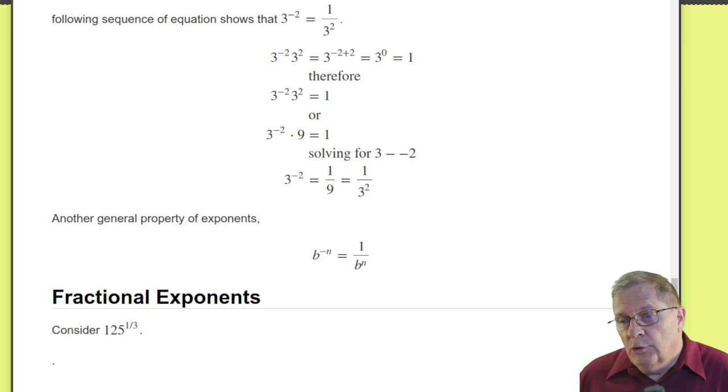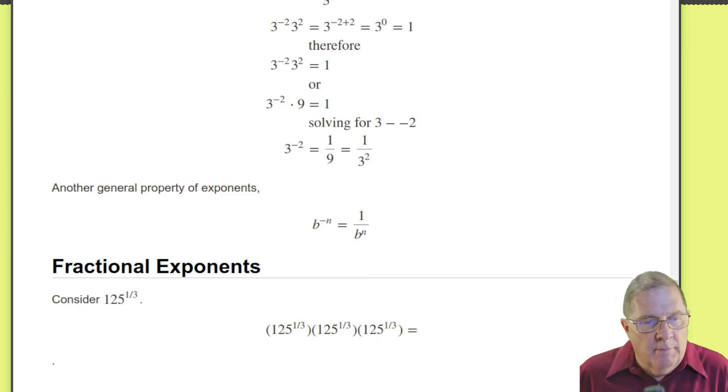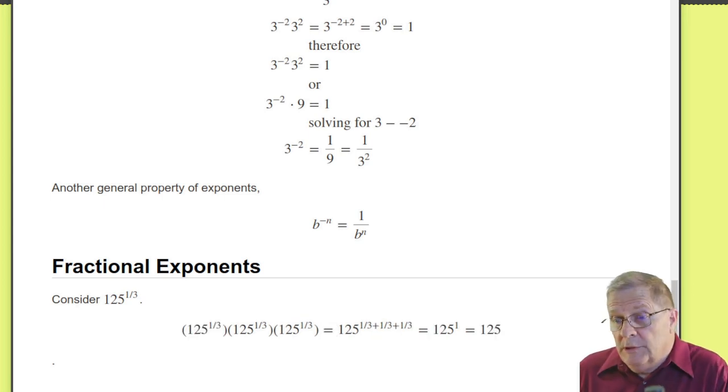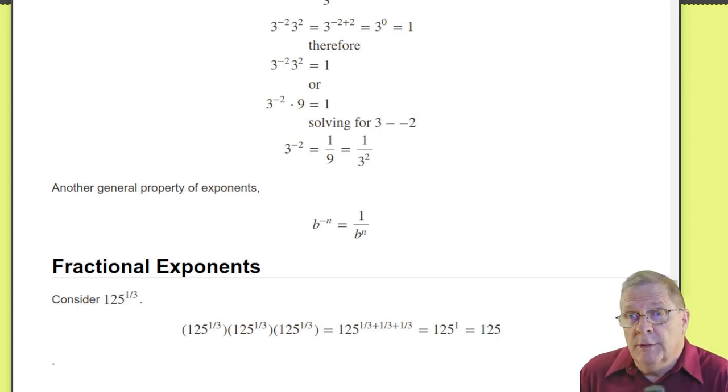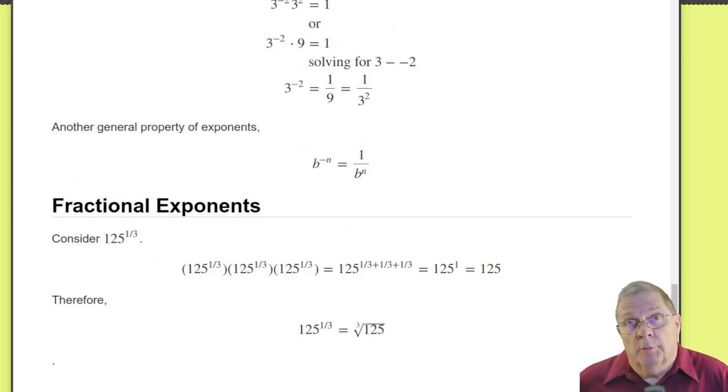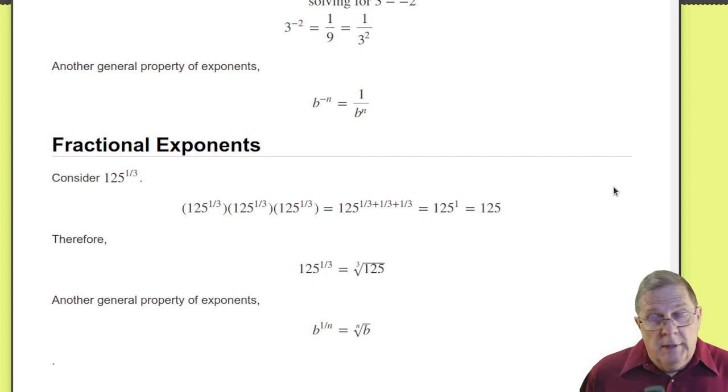In this case, let's look at 125 raised to the 1/3 power and think about that particular amount times itself 3 times. Because all of those have the same base, 125, we can use the first property of exponents and say that that's going to be 125 raised to the 1/3 plus 1/3 plus 1/3, which of course is just 1. So we've got this number, and we're trying to figure out what it is. It's 125 to the 1/3 power. Whatever that is, it gets multiplied together 3 times and gives us 125. In other words, we're looking for the cube root of 125. And of course, that leads to another general property of exponents: b raised to the 1 over n power is the nth root of b.